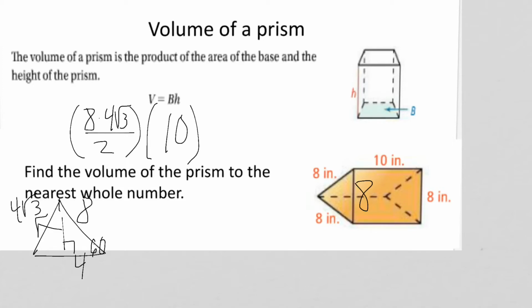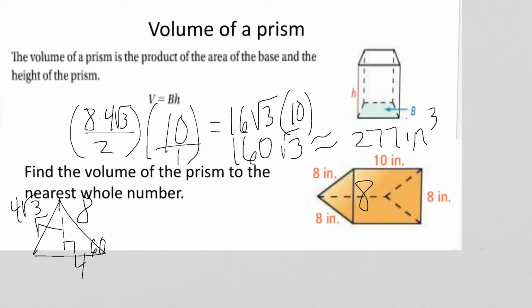So now let's go ahead and work it out. All right, when I multiply out, I got 16√3, times it by 10, the height. I multiply 16 times 10 to get 160√3, which approximately to the nearest whole number would be 277 inches cubed. Did you get that when you paused the video?